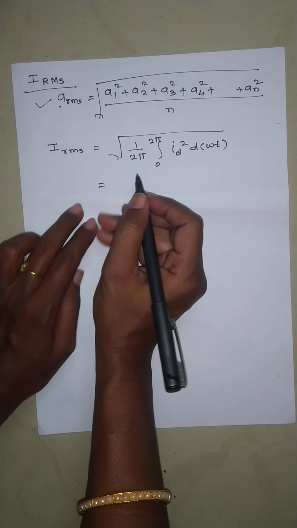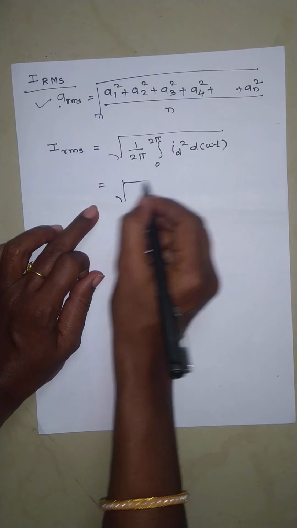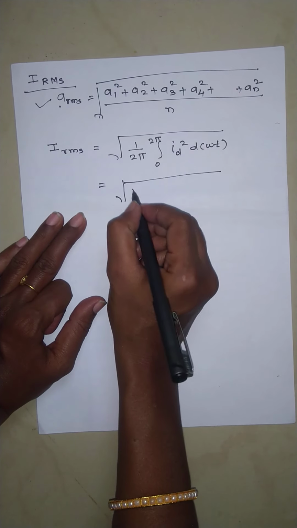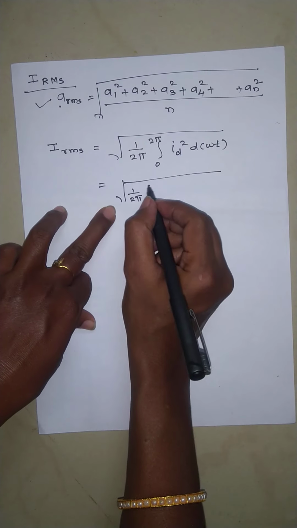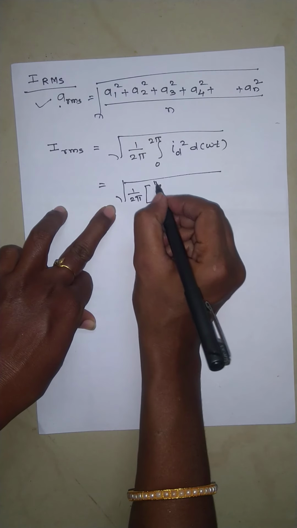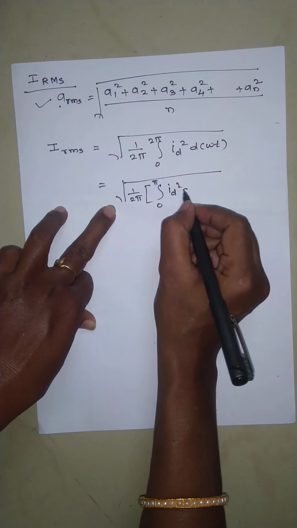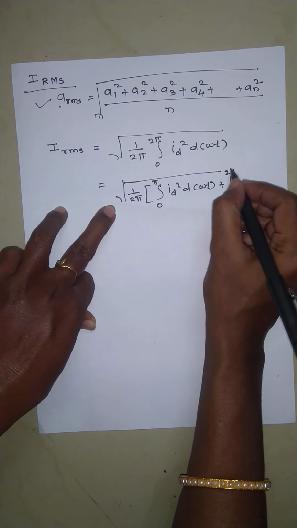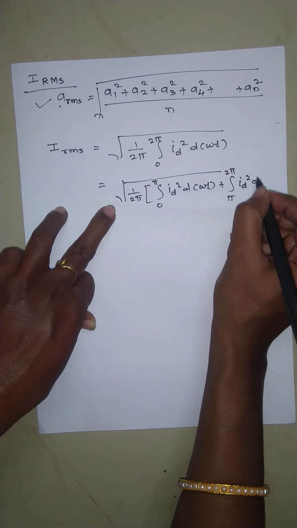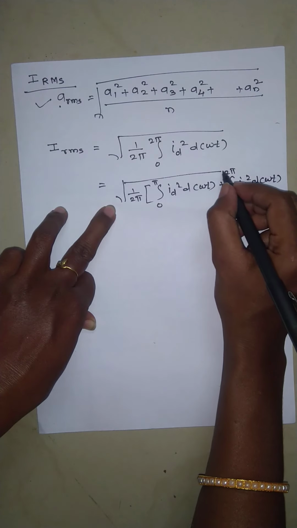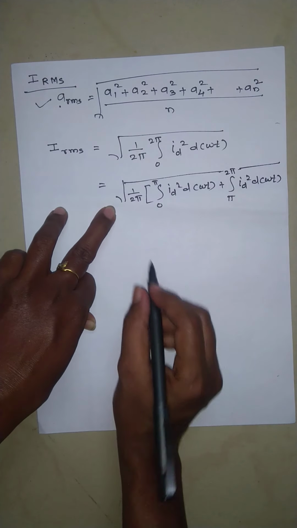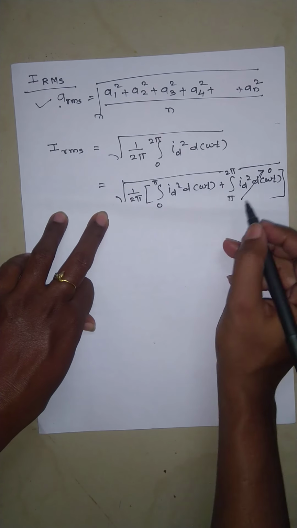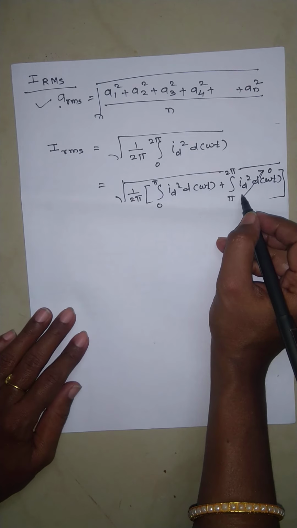So again we have to follow the same thing. We have to divide this integration from 0 to 2 pi into two parts. 1 upon 2 pi, integration from 0 to pi id square d omega t, plus integration from pi to 2 pi id square d omega t, whole square root. But again the second term is equal to 0 because the current flowing in the negative half cycle is just 0.